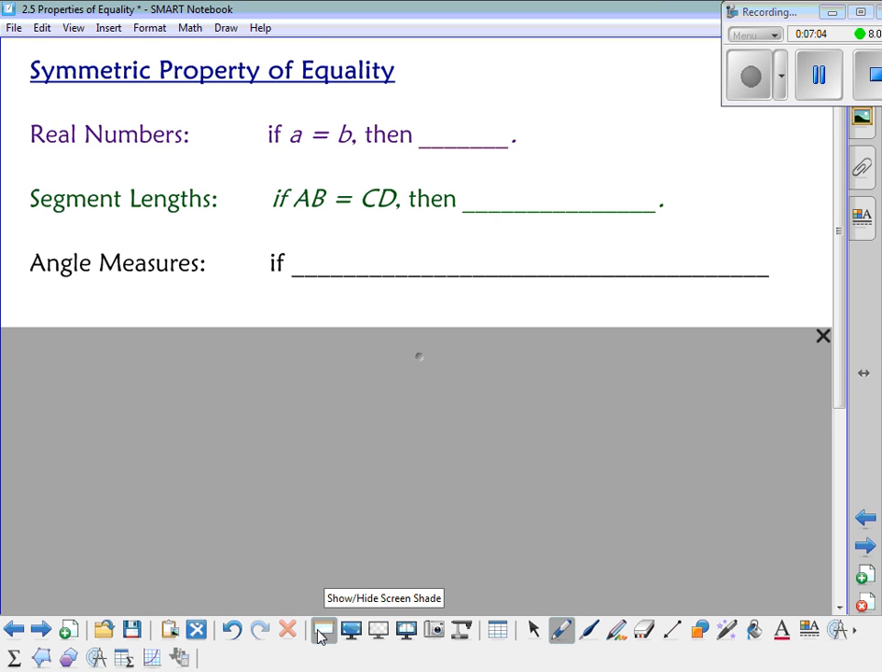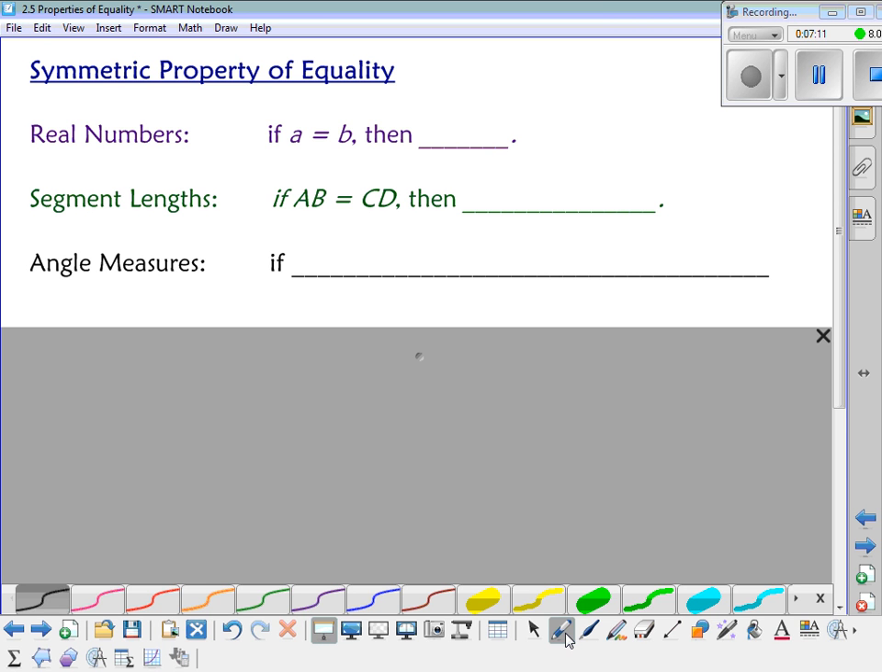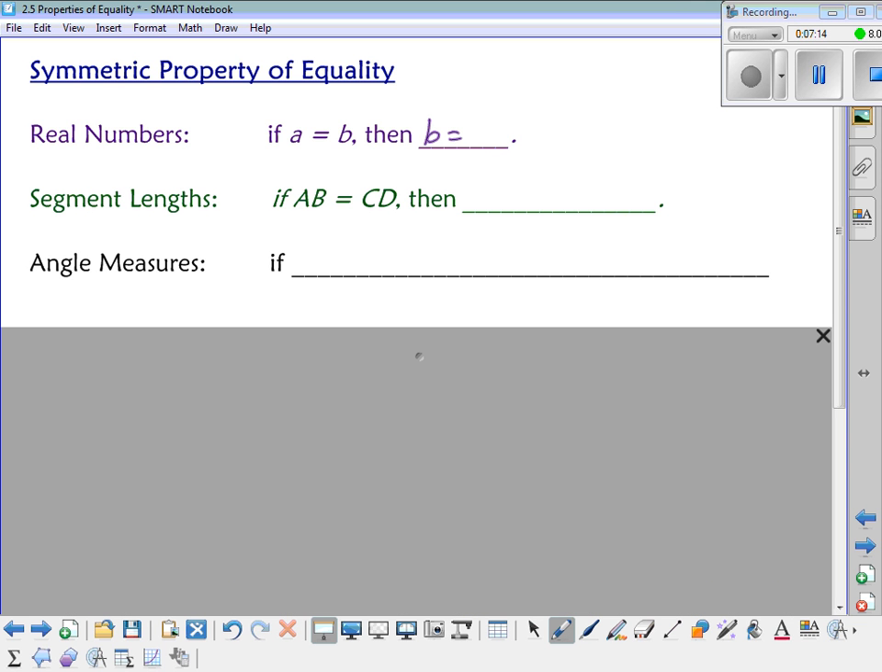The next property we'll talk about is the symmetric property of equality. For real numbers, if A is equal to B, then I know B is equal to A. And so what happens with the symmetric property is that they switch places. And again, every now and then you may need this in a proof because it's not in the right order for what you need, and so you have to essentially flip it over, and so you use the symmetric property to do that. When we're talking about segment lengths, if AB is equal to CD, then I know CD is going to have to equal AB.